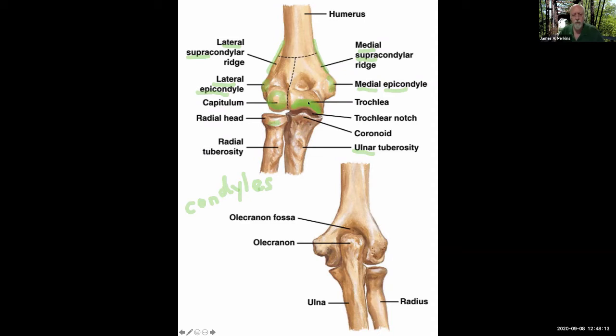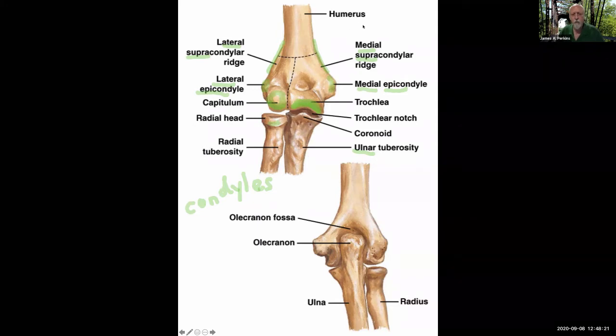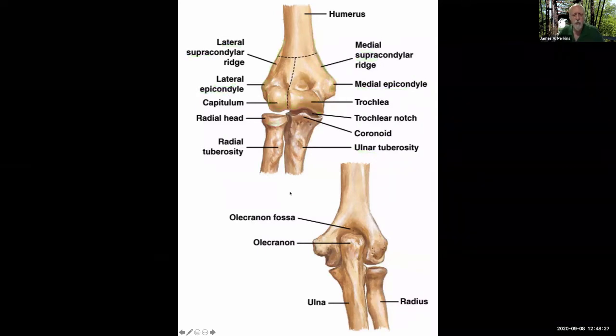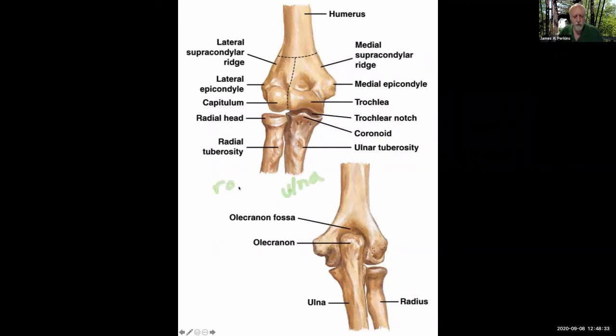Then we cross the elbow joint and we get into a few landmarks on the two bones of the antebrachium. First, the two bones of the antebrachium. So this is the ulna, which is the more medial of the two bones. And then this is the radius, which is the more lateral of the two bones.